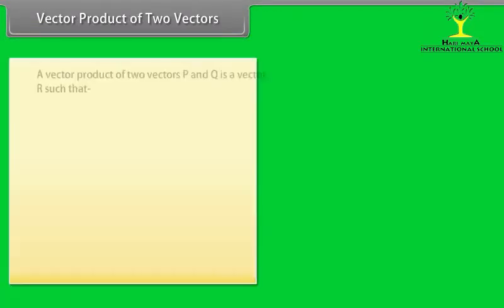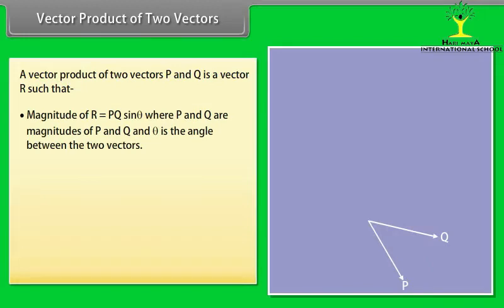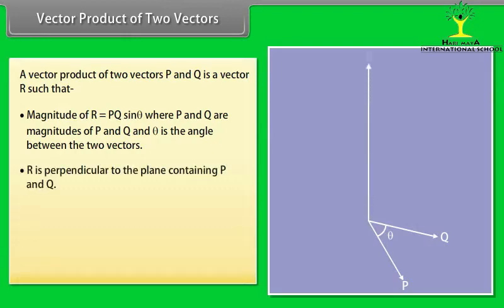Vector product of two vectors. A vector product of two vectors p and q is a vector r such that the magnitude of r is equal to pq sine theta, where p and q are magnitudes of p and q, and theta is the angle between the two vectors. r is perpendicular to the plane containing p and q.